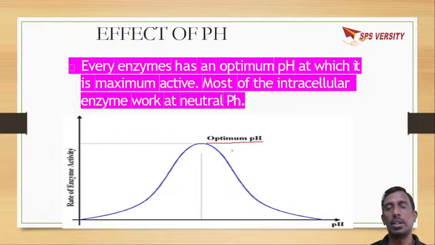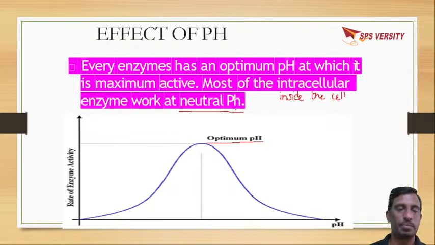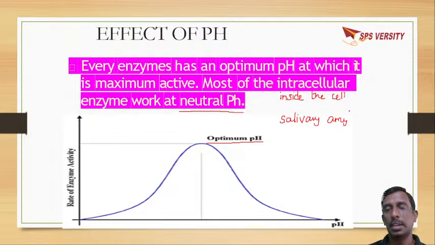If you take intracellular enzymes, intracellular means enzymes that remain inside the cell. Intracellular enzymes mostly have their optimum pH at neutral pH. For example, salivary amylase, which is secreted into the buccal cavity, is active at 6.7, nearly neutral.